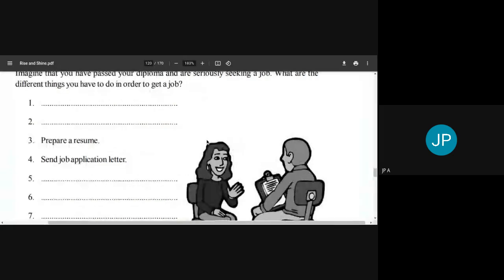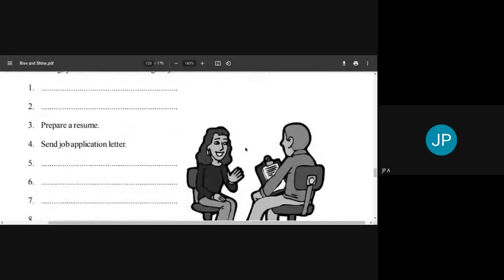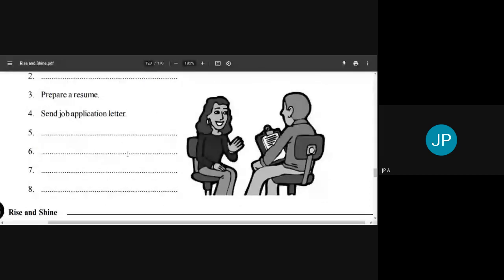You send a job application letter. After sending a job application letter, we will be called for a test. After attending the test, we will be asked to present ourselves in a group discussion. After the group discussion, we will be asked to appear in an interview, and finally, we will be given a posting order. So these are the steps in getting a job.